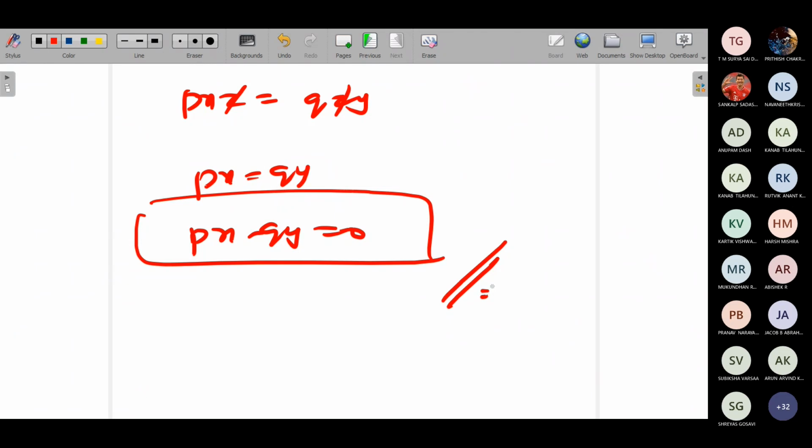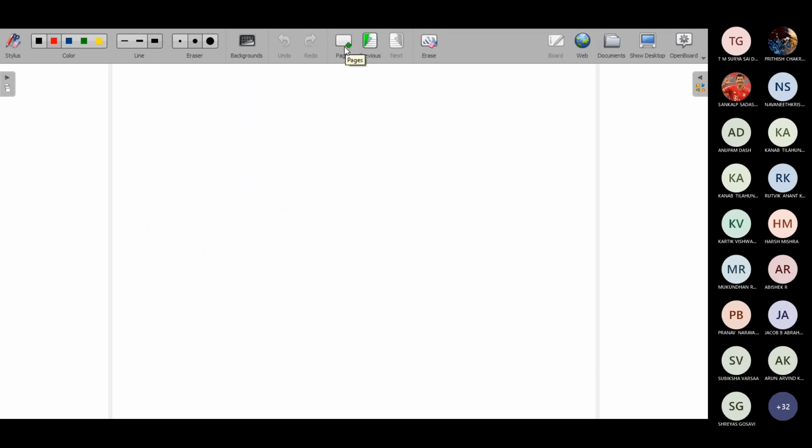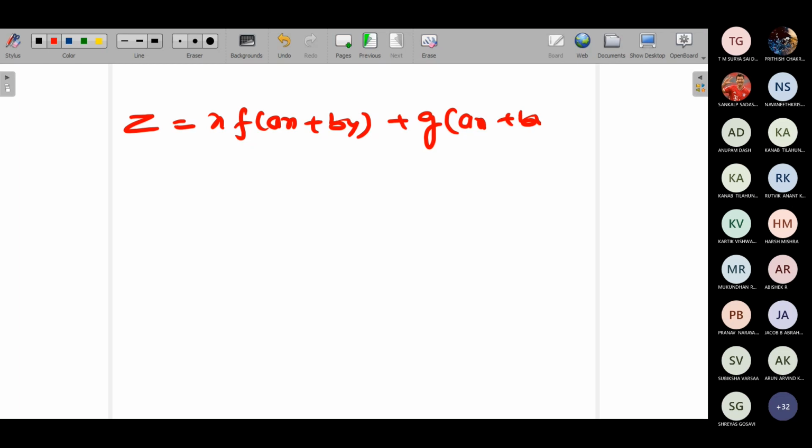Okay, you can take down. Form the PDE by eliminating arbitrary functions f and g from z = x f(ax + by) + g(ax + by). So there are two functions, f and g. Our aim is to eliminate these.